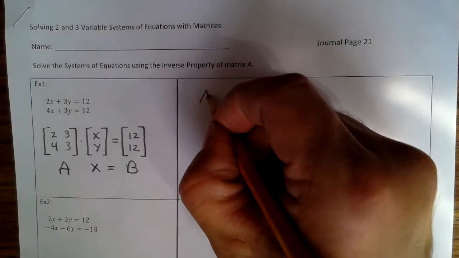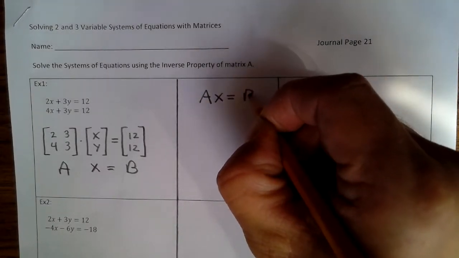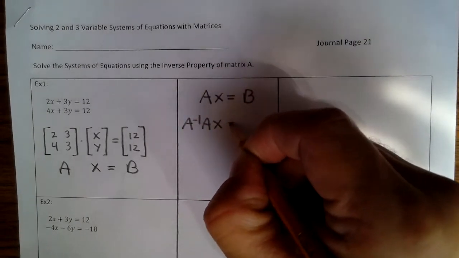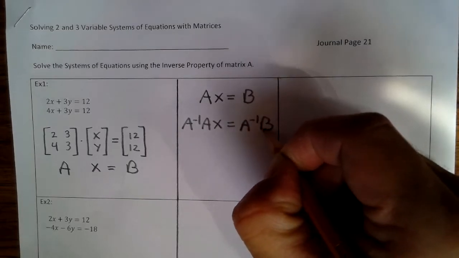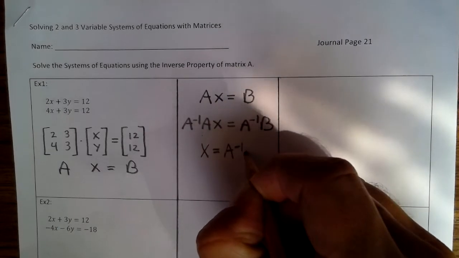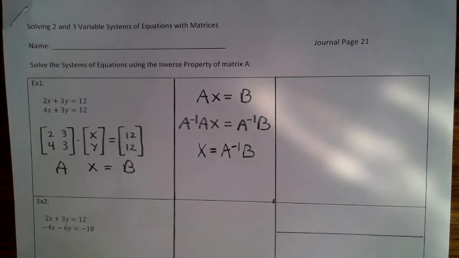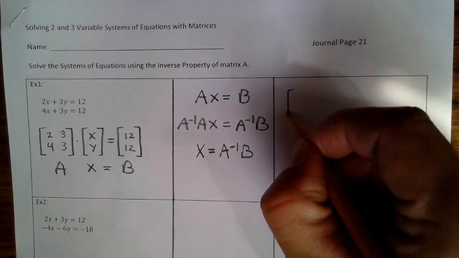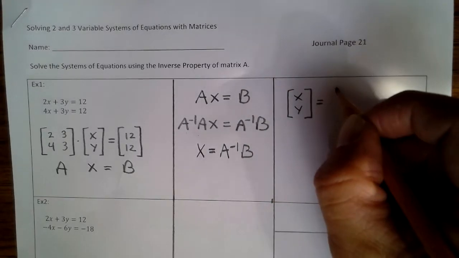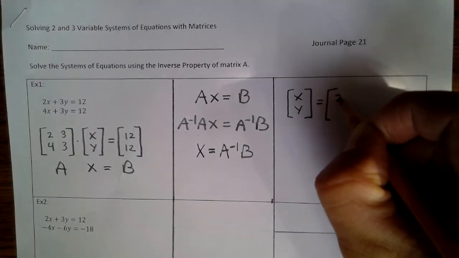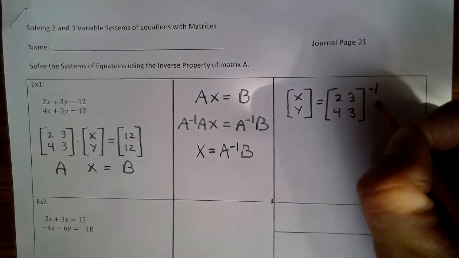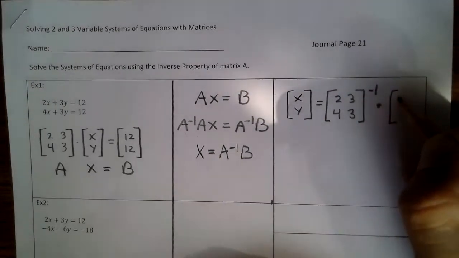So AX equals B, and we multiply A inverse by both sides. This becomes 1, so you're left with X equals A inverse B. So now X, Y equals A inverse, which is 2, 4, 3, 3 inverse, times 12, 12.